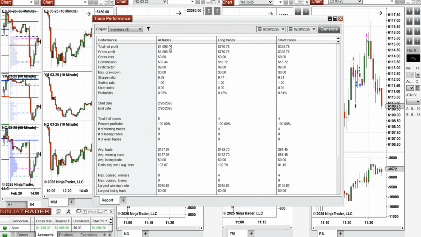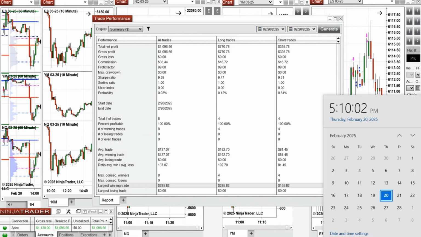So all these signals were copied by copy trader to multiple Apex Trader Funding accounts, and you see the performance on one of the accounts here, which was positive and showing the profit factor of 99, which is infinite and cannot be calculated properly because we had 100% win rate, 100% from 4 long positions and another 100% from 4 sell short positions taken, and the average winning trade was $137, and the largest winning trade from the long positions was $285. So that was the summary of the trades we have taken on one of the futures prop firm accounts.